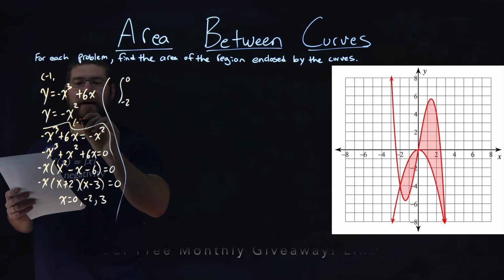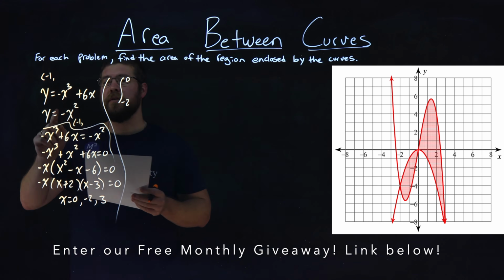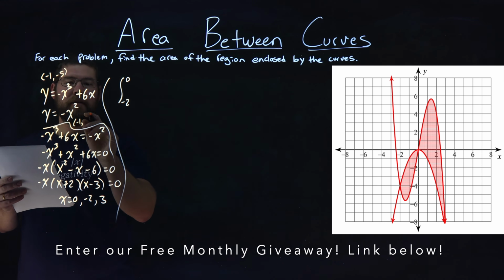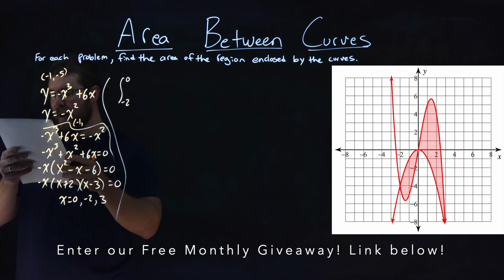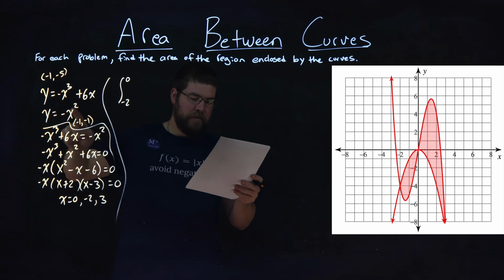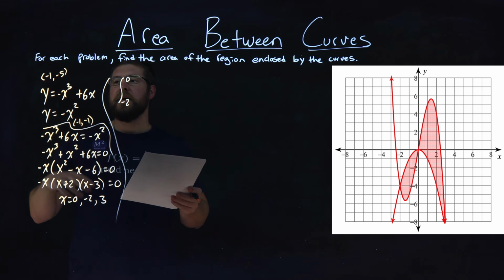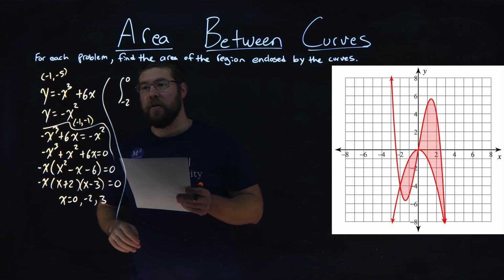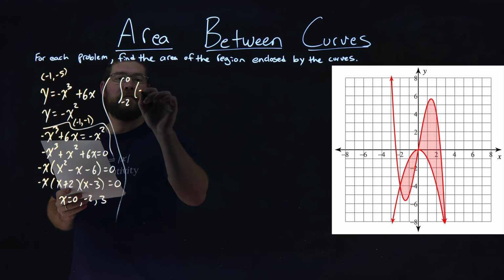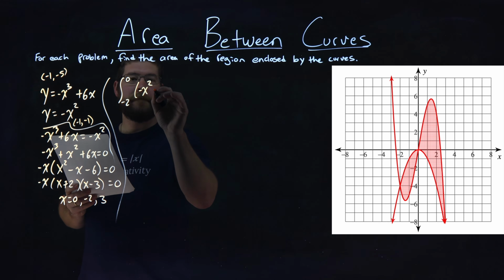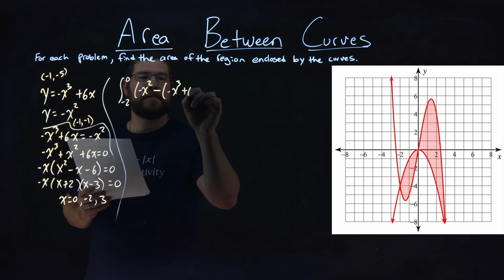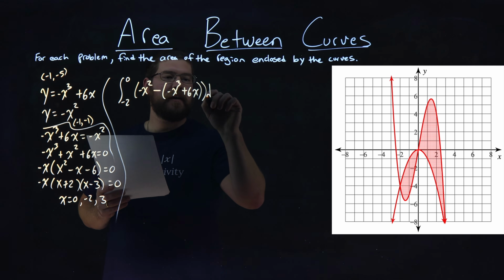Negative 1 in for x. In the first equation, I put negative 1 for x, and I got an output of negative 5. The second equation, negative 1 for x, gave me an output of negative 1. That means negative x squared is above the first equation, negative x to the third plus 6x, over that interval. So when we write this integral, we have negative x squared minus the first equation, negative x to the third plus 6x, dx.